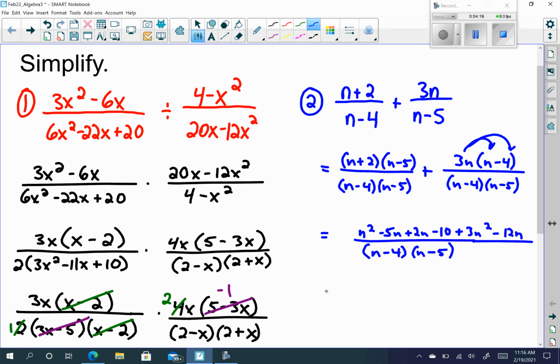I'm just going to combine my like terms up top. So I have an n squared plus a 3n squared, so we have a 4n squared. This will give me a negative 3n minus 12n, so we have a minus 15n. And then we have a minus 10 all over the LCD, so I keep the denominators. So I wanted to practice a problem like this again because after solving the rational equations where we clear denominators, I wanted you to see the difference.